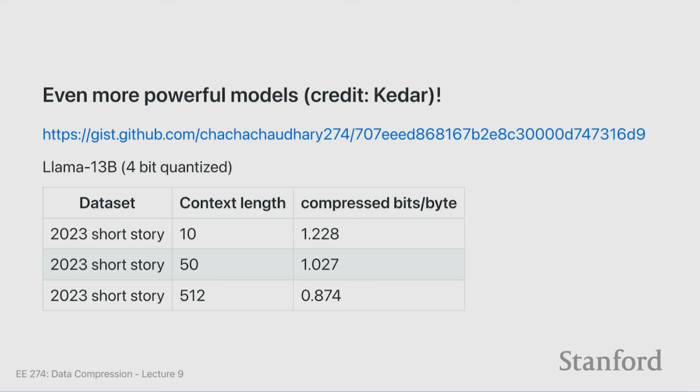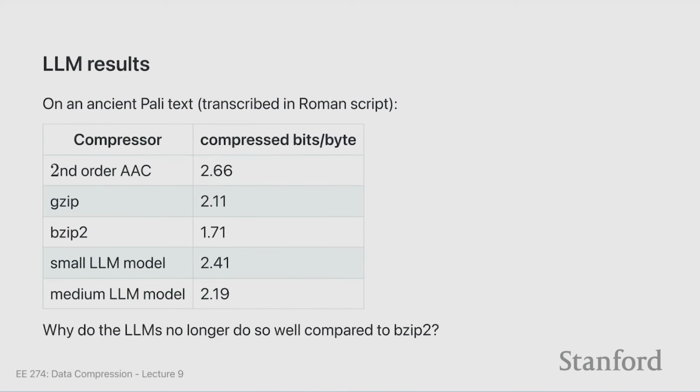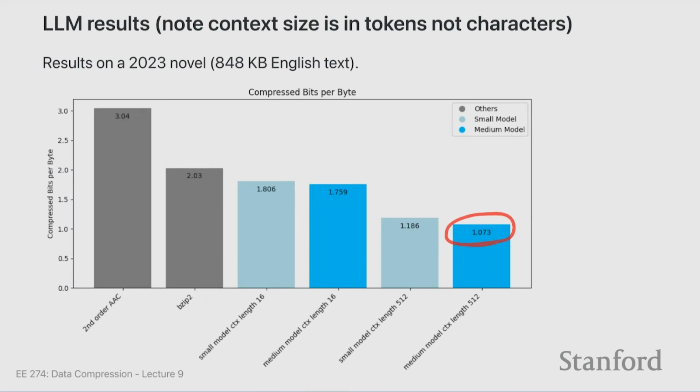Then Kedar did some experiments where he took an even bigger model, a Llama 13 billion parameter model, on a short story, again released in 2023. He tried different context lengths and got different bits per byte, compressed bits per character. Higher context length, better. Nothing changed until now. You can see the number 0.874 is a bit better than the ones we got here, presumably because the model is stronger. Llama is a much stronger model than these ones.